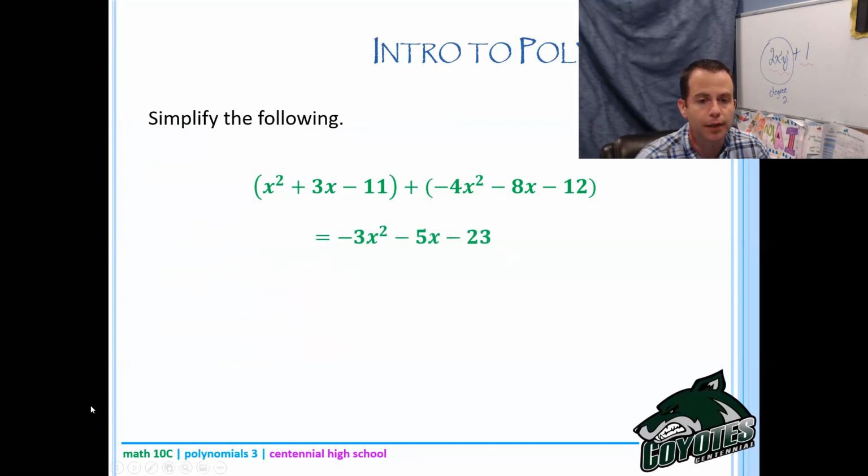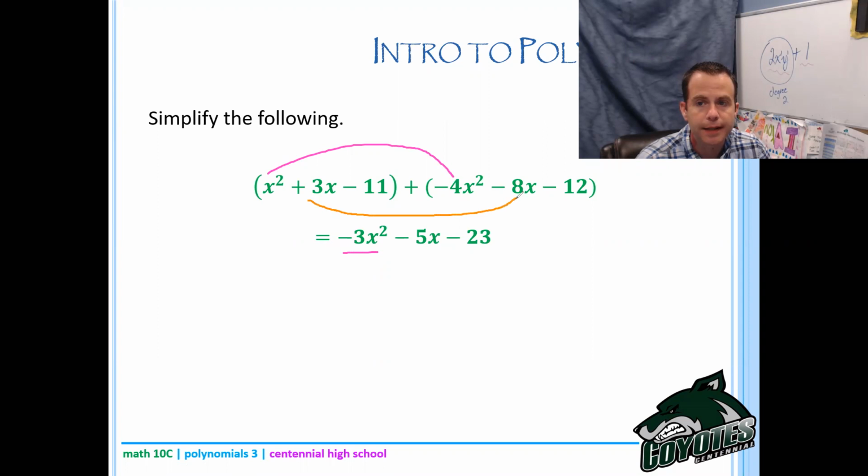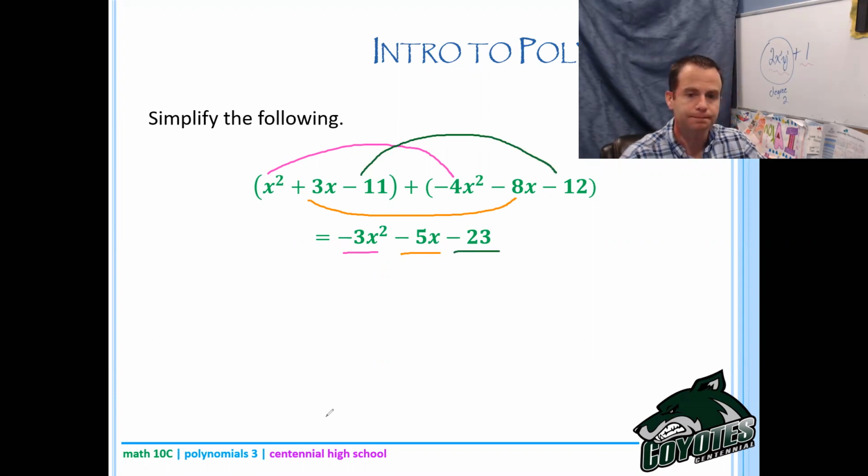So I end up with x squared minus 4x squared. That's where I get the negative 3x squared. And then I had 3x minus 8x. That's where I get the negative 5x, or the subtraction of 5x. And then I have negative 11 plus negative 12, and that's what gave me the negative 23. Okay? And I've written it in nice, pretty descending order. Remember, if you're not told, you should always write in descending order.